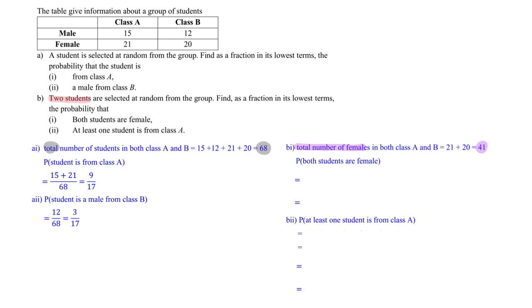So you will then see if I choose the first student to be a female, it will be 41/68. Okay?